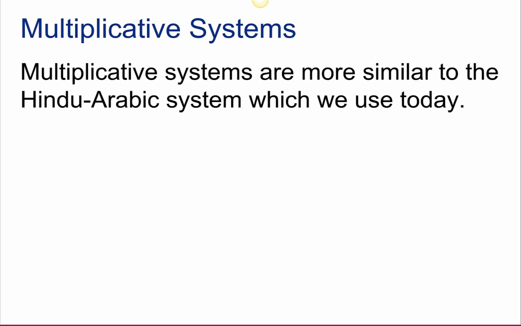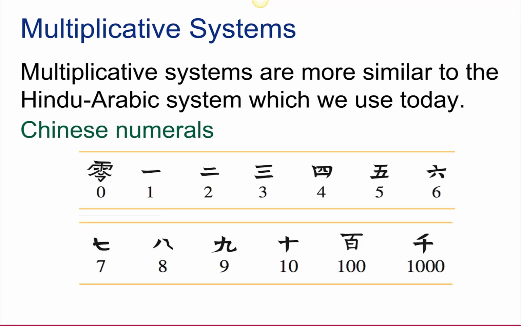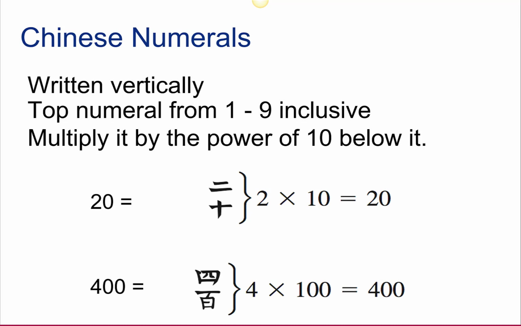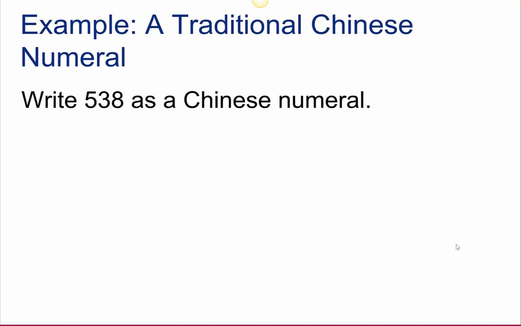In the multiplicative systems, these are more similar to the Hindu-Arabic system which we use today. We have Chinese numerals, shown here. And these are a little different because they're written vertically. And so we go from top down, we go in groups of 2. And what happens is there's going to be a numeral over top of a numeral that's a power of 10. And you're going to multiply. So this is 2 times 10, which gives me 20. This here is the numeral for 4, and it's over the numeral for value of 10, so it's 4 times 10.